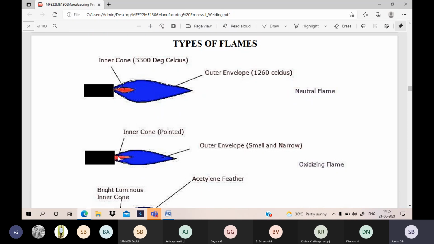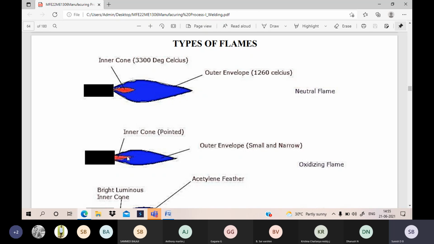Okay, this one, one flame, and this one, one more flame. First, this red flame is called the inner cone. See here, exactly at the end of the inner cone, it is visible like a triangle, like a point. Here, it is visible like a cone shape.